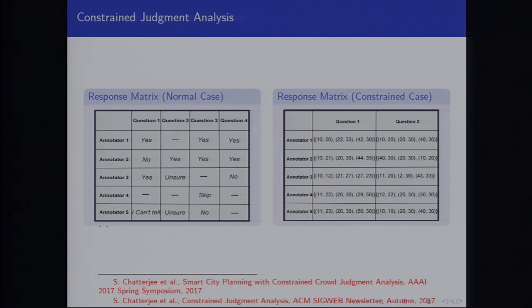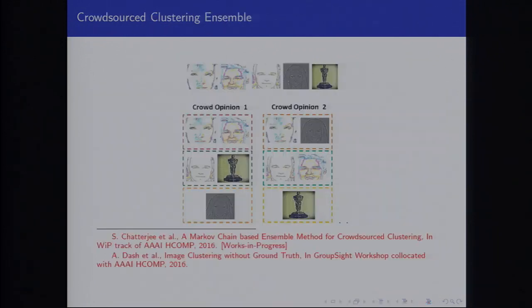The main difference from normal judgment analysis is that in the normal setting the response to a question can have only a single component, that is, one question can have only one answer: yes, no, or unsure. But in this constraint case, it has multiple components, so how to aggregate the final decision is more challenging. There are some applications, and it will be better to discuss them in the poster session.